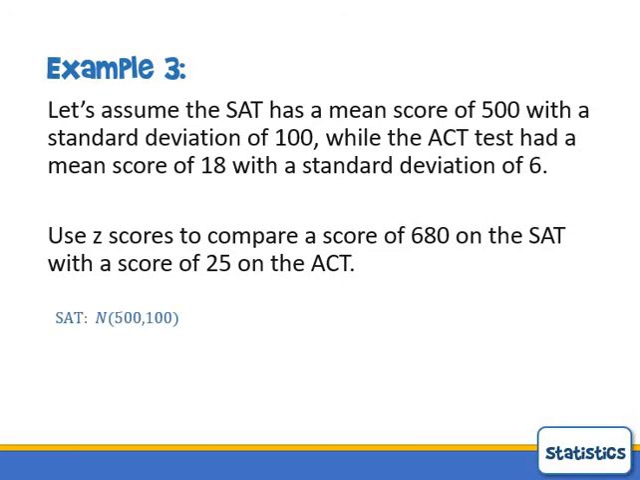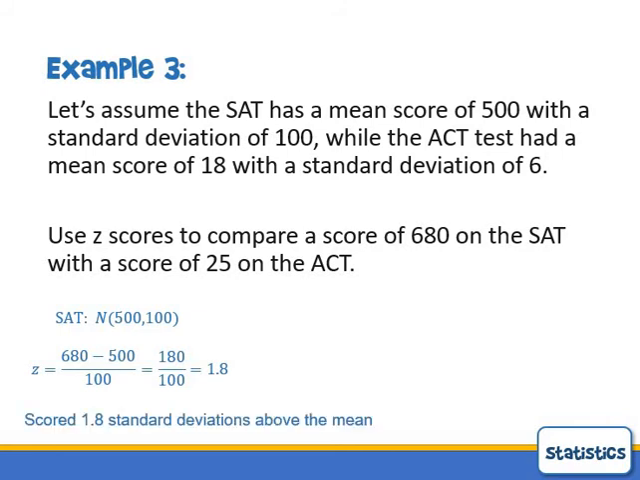So the SAT is normal, or at least approximately normal, with a mean of 500, standard deviation of 100. Your z-score formula is your x value minus mu, divided by sigma. So this would be your 680 minus that mean of 500, divided by the standard deviation of 100. So that's going to give you 180 divided by 100, or 1.8.